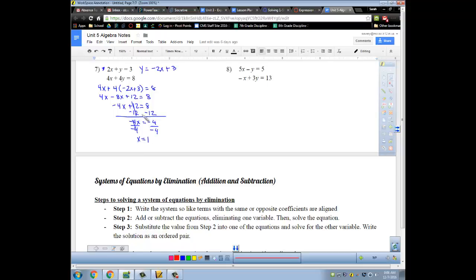So then I'm going to take this, and again you can plug it into either equation, but I think it would be easiest to plug it into this new equation. So y equals negative 2 times your x value, which was 1, plus 3. So negative 2 times 1 is negative 2, plus 3 is 1. So your coordinate is going to be at 1, 1.